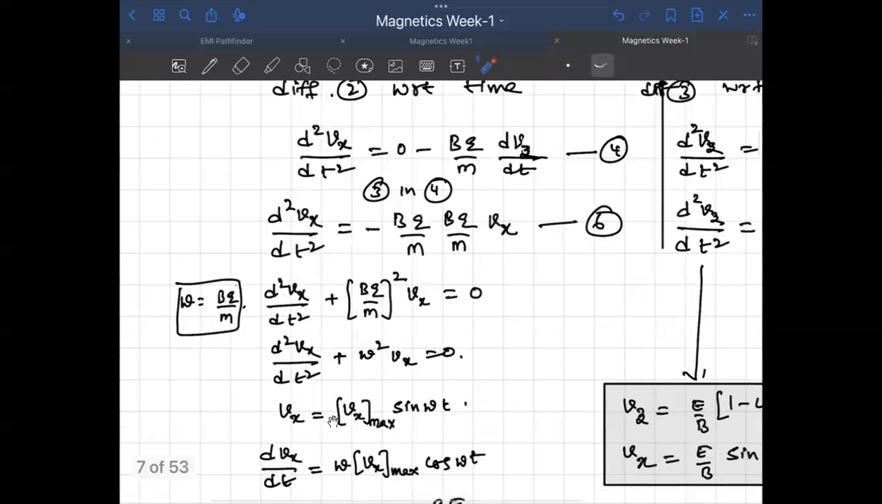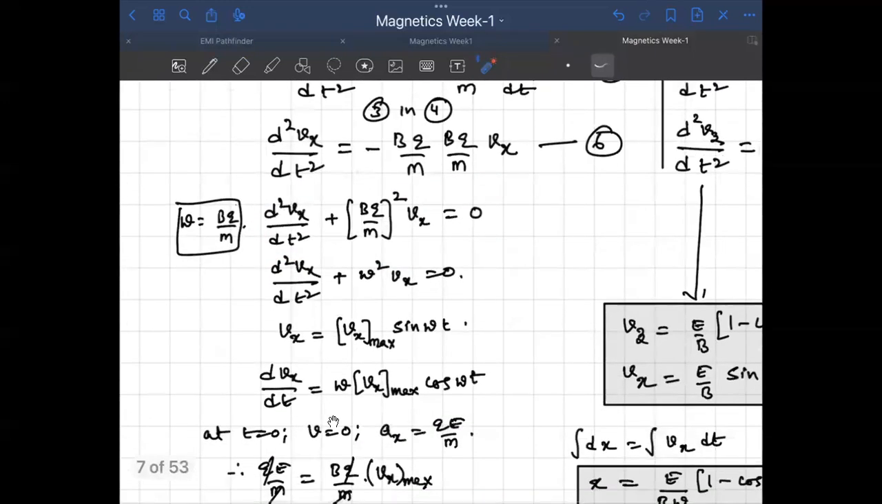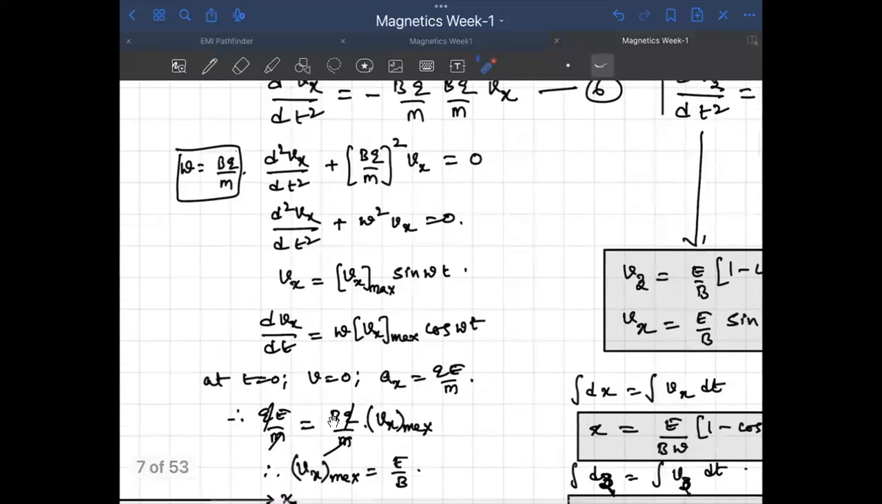Now this equation can further be reframed as something like this. We'll take omega as bq by m for a while. So it is d square vx by dt square plus omega square vx. Have you ever seen such an equation? Hooray. d square x by dt square plus omega square x is equal to 0, SHM. So harmonic oscillator equation. So here Vx will be of this form: Vx max sin omega t.